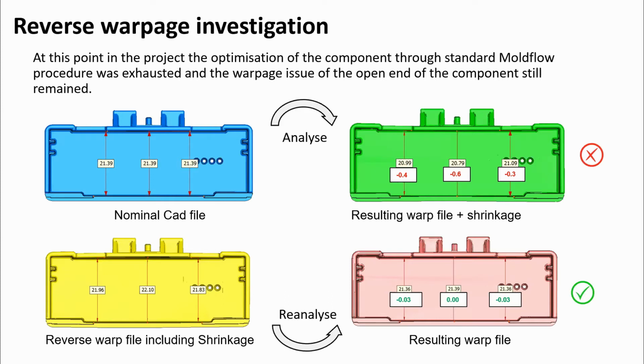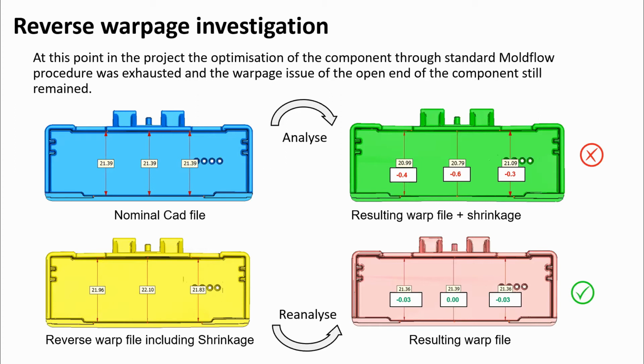When we analyzed the file, we ended up with this resulting warp file with the shrinkage rate included, and we were still too small on that 21.39 dimension. So at this stage of the project, I really started to look at what options we had. I knew Moldflow has a reverse warp file output within it. I investigated this. When you export a reverse warp file from Moldflow, it includes the shrinkage rate as well, so you don't actually need to add a shrinkage rate or do anything. You just export the file without affecting shrinkage on the warpage result itself.